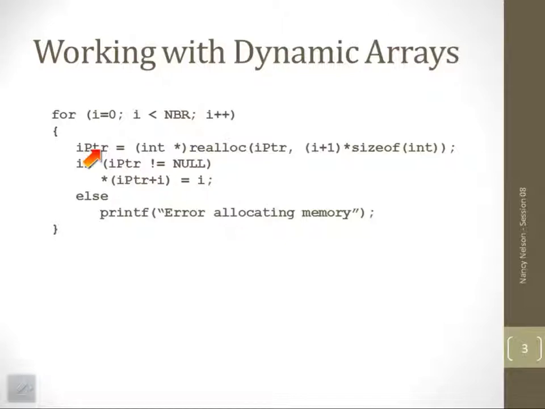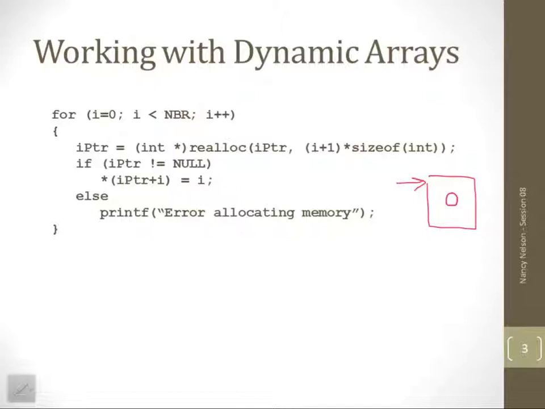So after that first one, we will have memory allocated for 1. iPointer will be pointing to there. Here we're saying assign I to I pointer plus an offset of 0. So the first element, we're going to store I. I is 0, so we're going to store 0 in there.